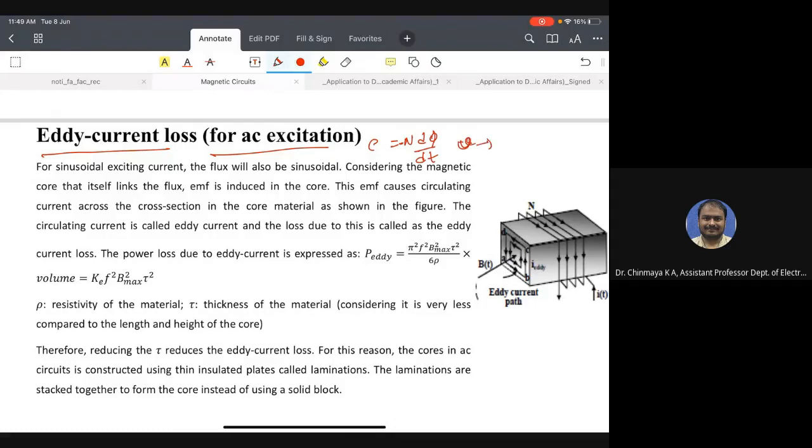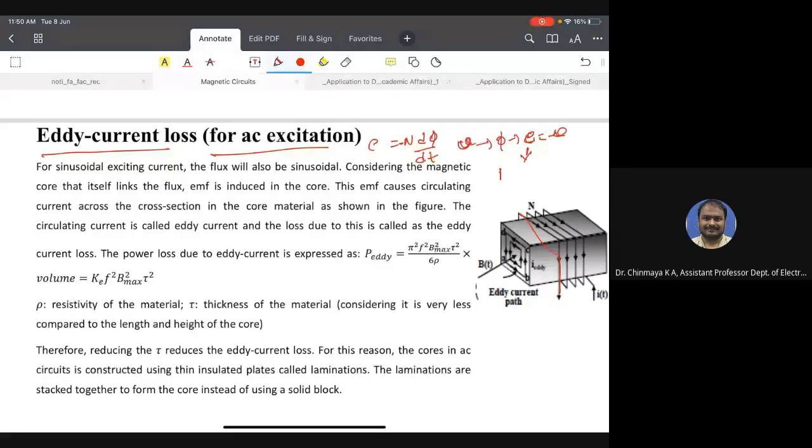This applied voltage will induce a flux in the magnetic material. This flux, the rate of change of flux, will induce an EMF V. This induced EMF will oppose the source that caused it. That means it will be negative of V.